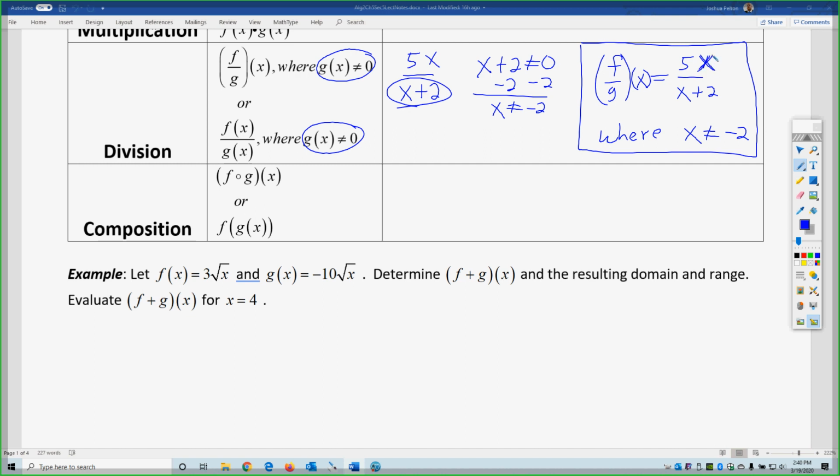Okay, the last one, composition. The way you say this is f of g of x. So the little open circle means one's going inside of the other. So you can see that g is going inside. So if it's written in this notation, the second one is going inside.